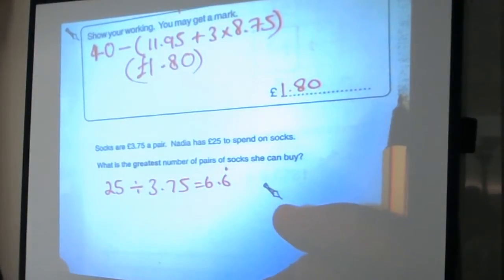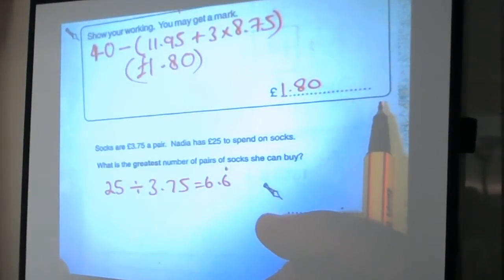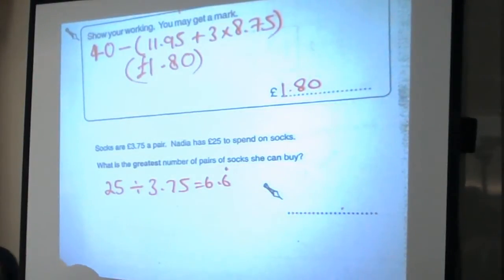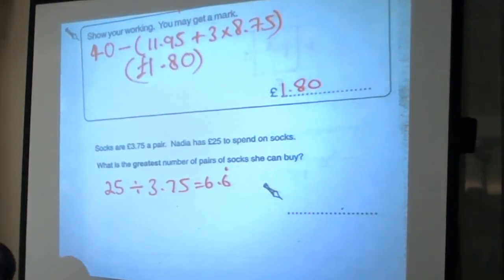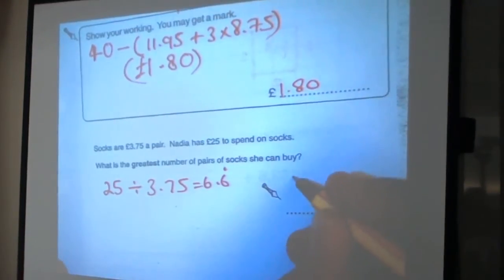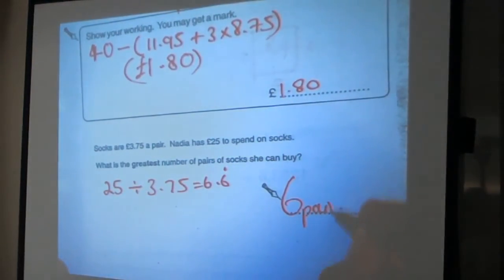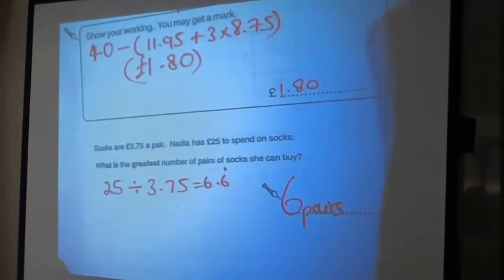So how do we interpret that? You don't round it up, you round it down. The calculator says you can afford 6 pairs of socks and 2/3 of the next pair. But in reality, can you buy 2/3 of a pair? No. So you can't buy 7 pairs. You can only afford 6 pairs. So we go down. You have to look at the context.